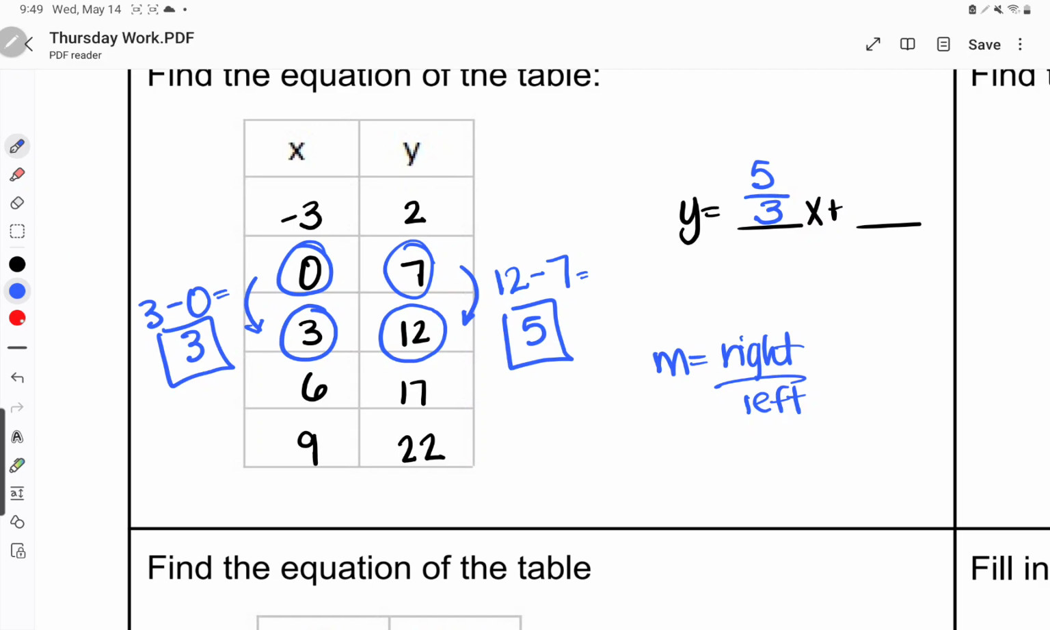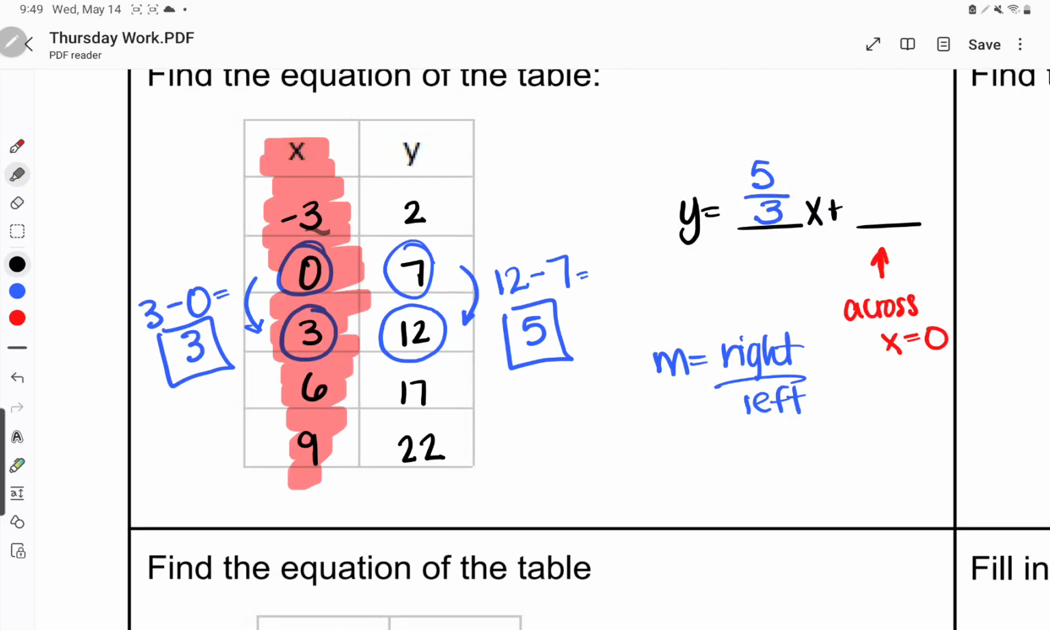Now, how do I find B? B is across from where x equals 0. So I'm going to highlight all of my x's. And then x equals 0 right here. Sorry. X equals 0 right here. So my y-intercept is 7.